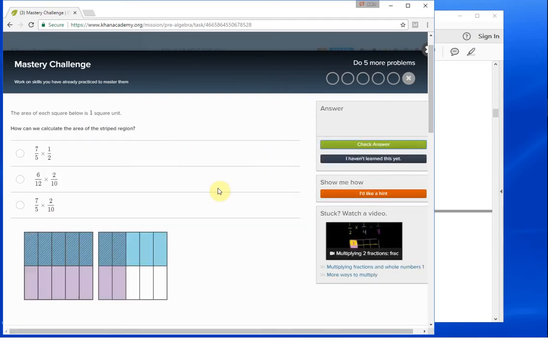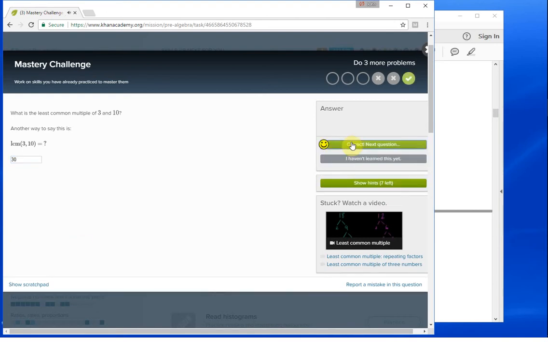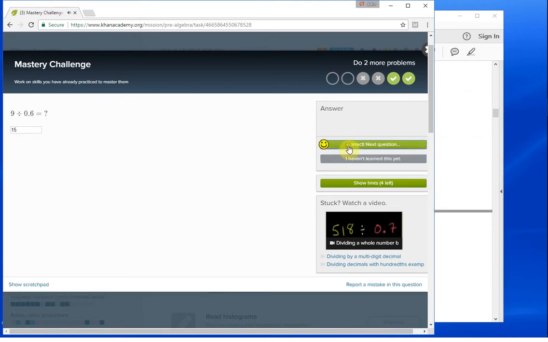And I can move on, but let's say that I come across something that I haven't seen yet, because sometimes they will see if you know something that you haven't studied yet. You can also say, I haven't learned this yet, and they'll just let you move on. Least common multiple of 3 and 10, so I think that's 30. Cool. Next question. 9 divided by 0.6. That's 9 divided by 3/5, which is 9 times 5/3, which is 15. Wow. Check out those awesome calculation skills.